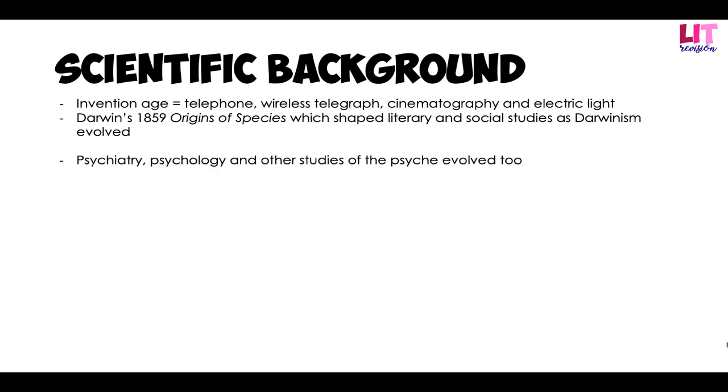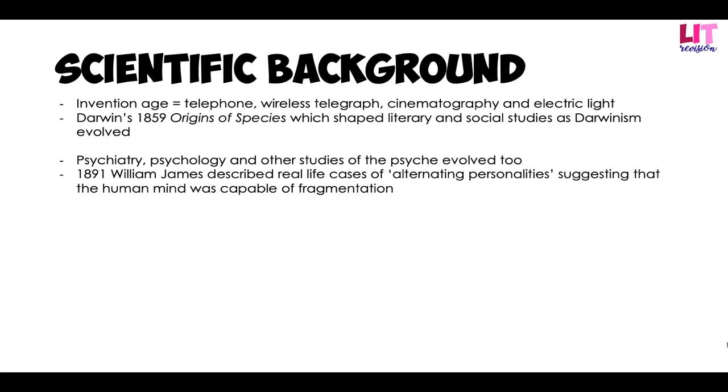Psychiatry, psychology and other studies of the psyche also were introduced. In 1891, William James described a number of real-life cases of alternating personalities, suggesting that the human mind was capable of fragmentation. Before long, these studies moved towards sexuality and sexual difference.